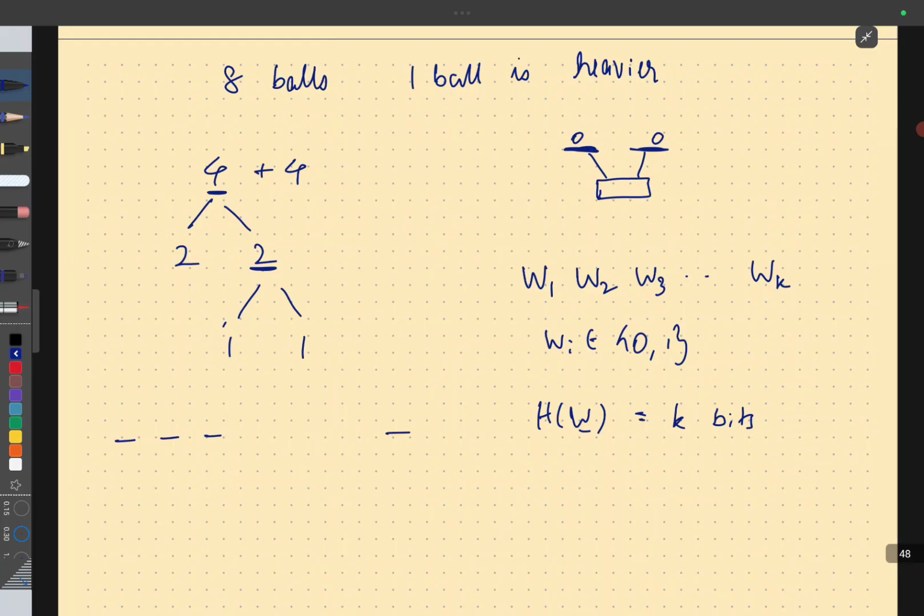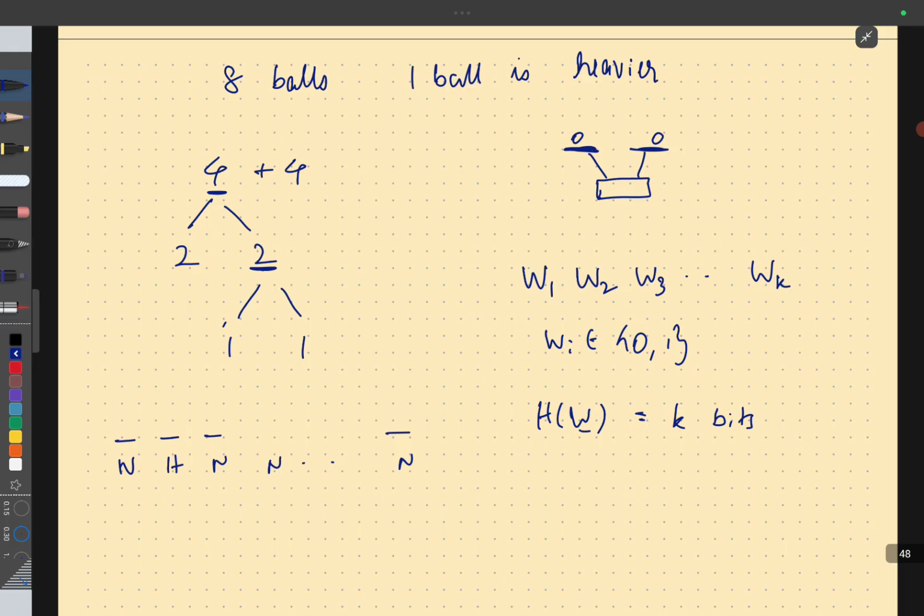right? So how many equally likely configurations are there? If I take a configuration to be normal, heavy, normal, normal, normal, and so on, where normal means it's not the heavier ball, and H means it is the heavier ball, and I have some ordering, how many configurations are there? 8 configurations, right? So there are 8 possible configurations.